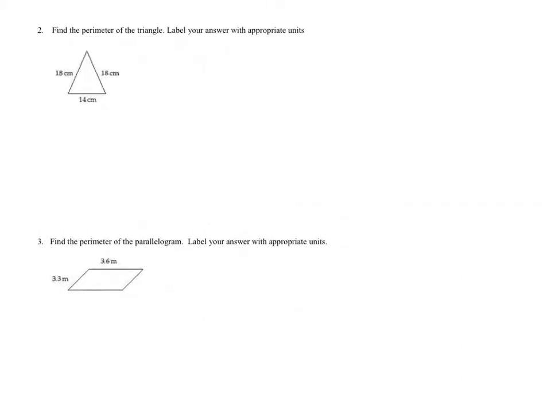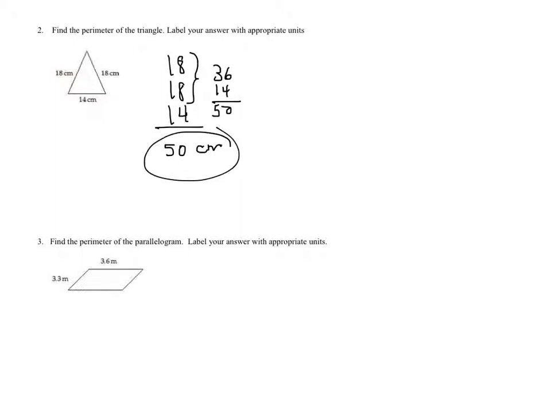Next slide. All right, I want to find the perimeter of this triangle. Well, for a triangle, I'm just going to add up all of the sides. So here we go. 18, 18, and 14. So that's really, when I add 18 and 18, I get 36. 36 and 14 will be 50 centimeters. I'm just double checking my work here. Yeah, there's my perimeter, 50 centimeters.